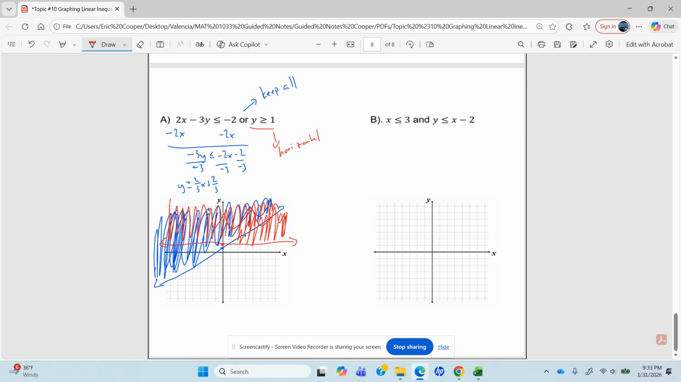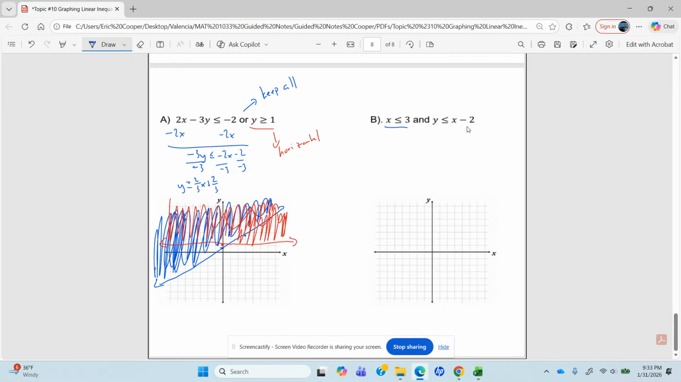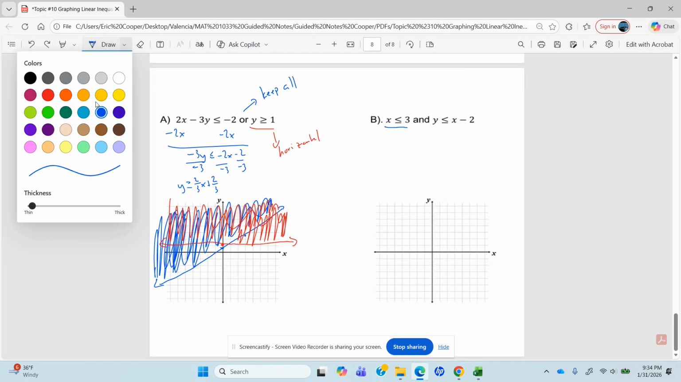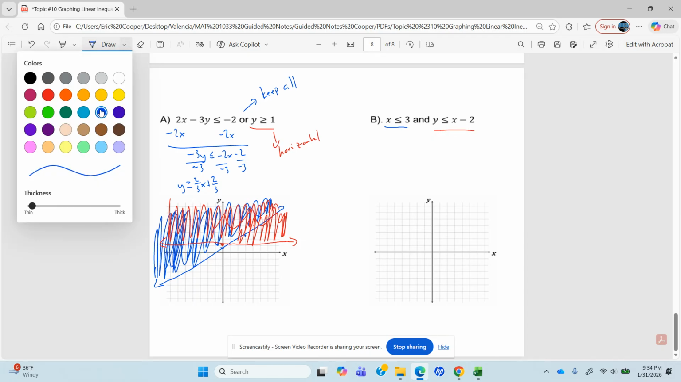Or is kind of the easier one. Or, whatever you shade, you keep as your answer. Let's do one more and one. So again, with the and one, we're only going to keep what is both shaded. I'm going to do one of the problems in blue and one of the problems in red.